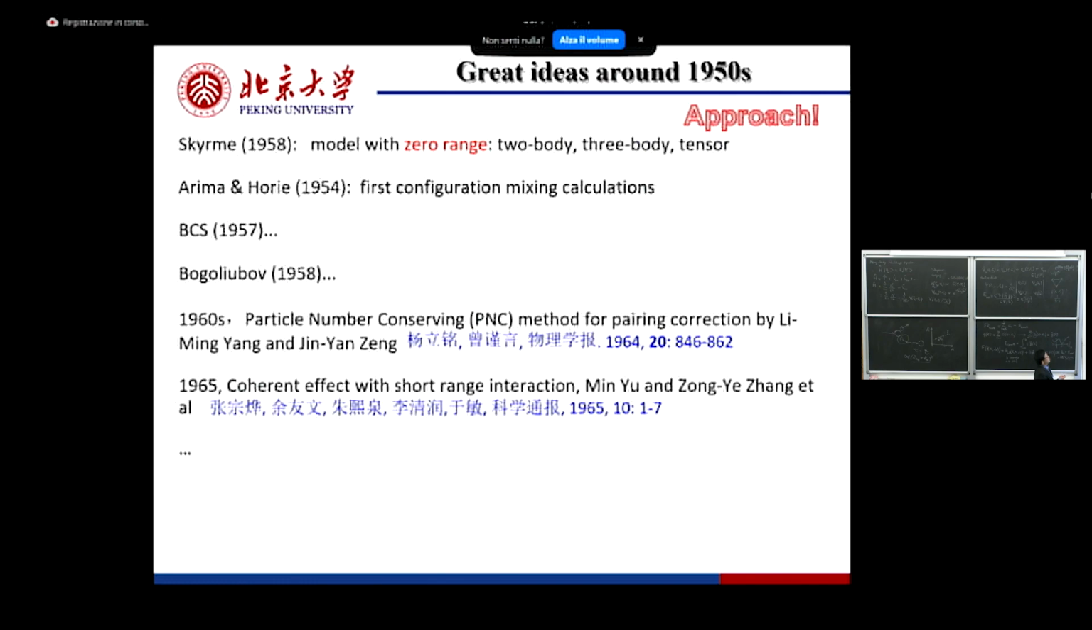Elliott and Lane were the first to do the configuration mixing calculation. That is the so-called beginning of the configuration interaction shell model, already in the 50s. And for superconductivity, Nicolas told us that he was talking about Hartree-Fock, but later on he will come to Hartree-Fock-Bogoliubov. Here the Bogoliubov also appears in the 50s. So we have BCS theory and also the Bogoliubov transformation for the pairing correlations.